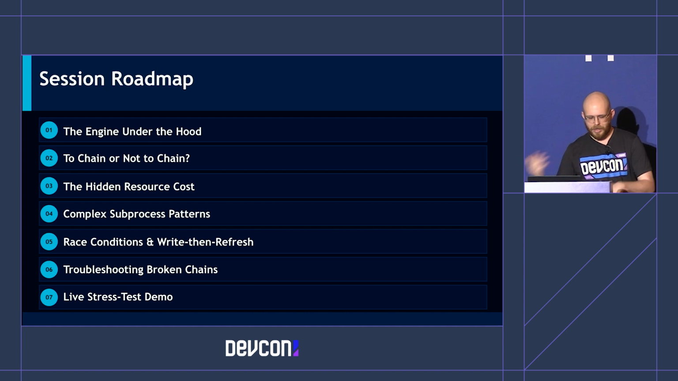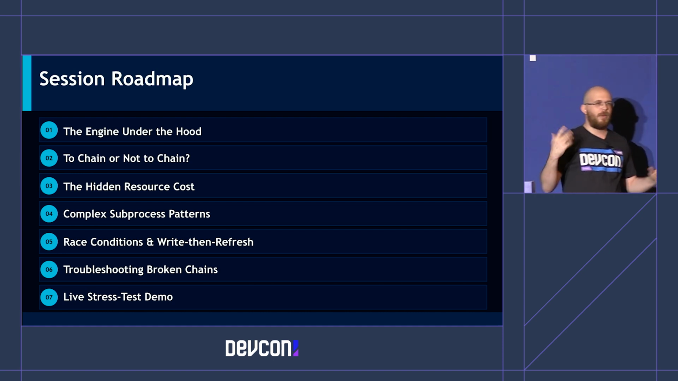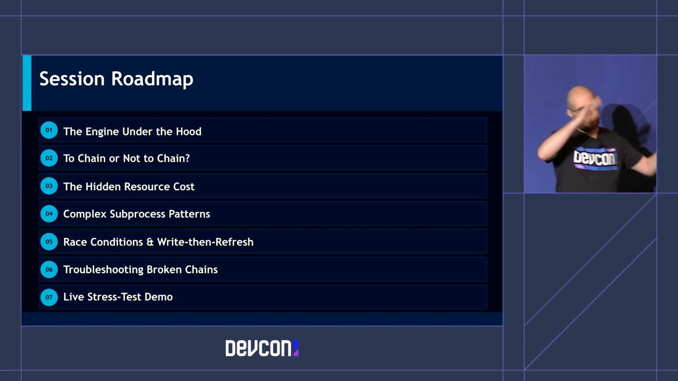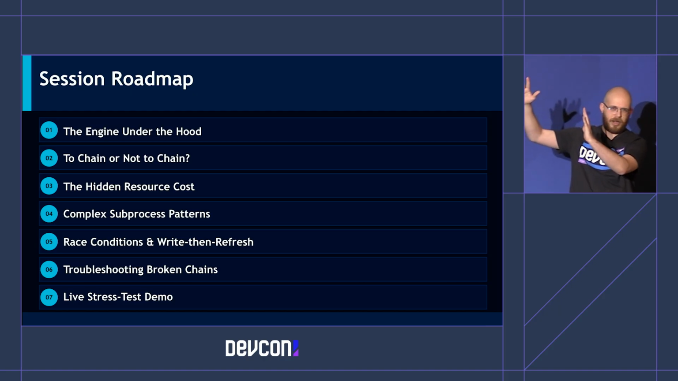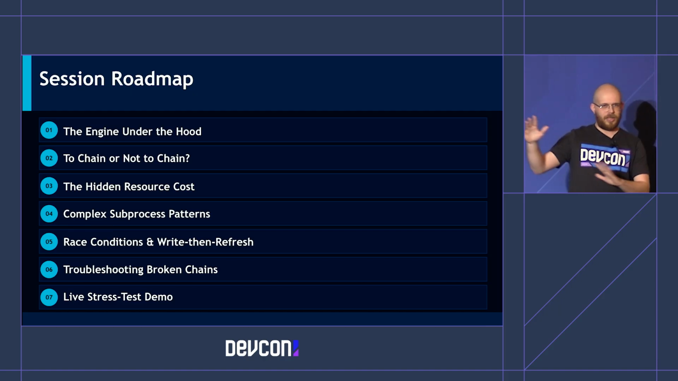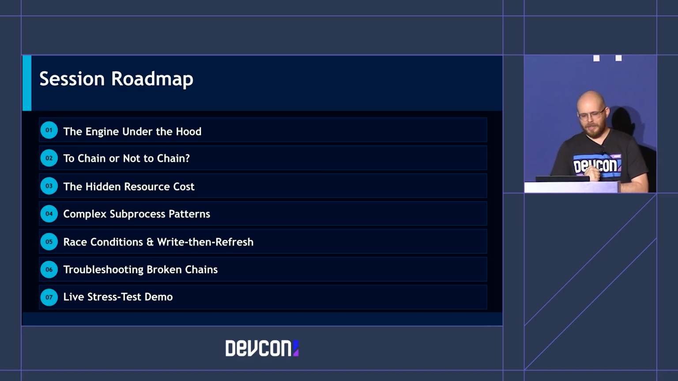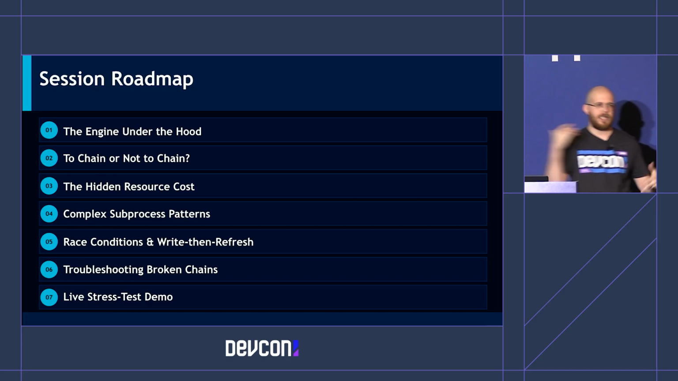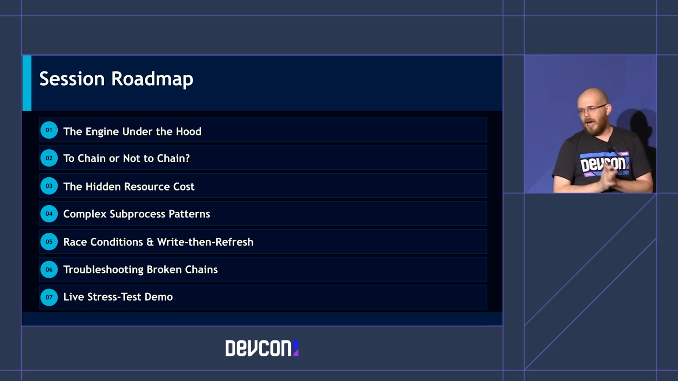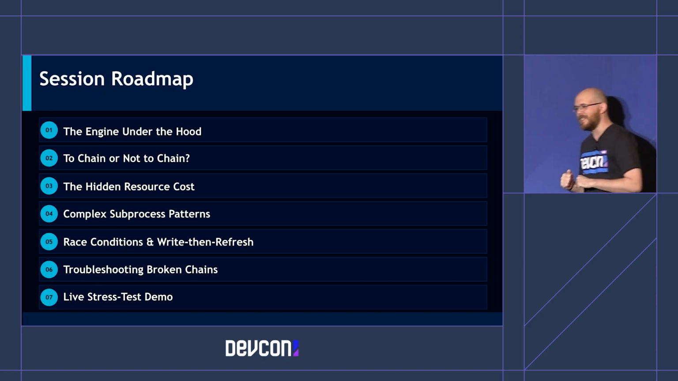Step 4, complex subprocess patterns. So how do we go from the parent level to the subprocess and back up to the parent level and maintain that chain the whole way, keep it all together. Step 5, or section 5, race conditions and write then refresh, talking about stale data and how to prevent it. That'll be the end of me. You can be done with me, and you'll go to Haley for part 6 and 7.